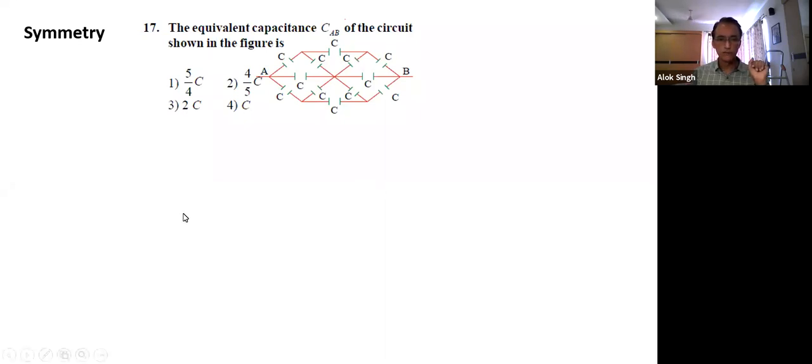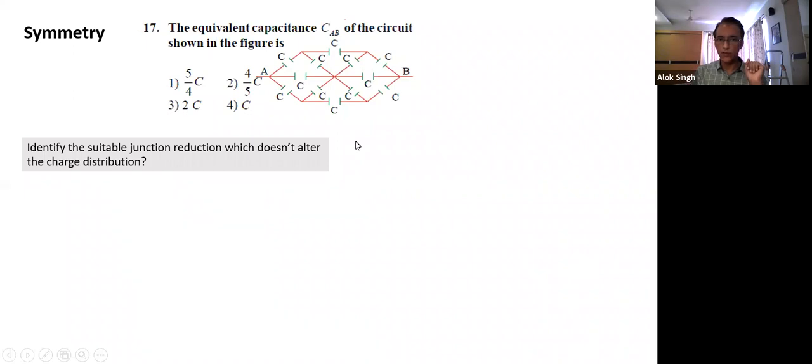Some of you can notice it. Some of you spot any such modification, similar to what we had done in previous case. That modification: yes, the junction. Identify suitable junction reduction which does not alter charge distribution. So this is the one we can remove. Notice, yes, this junction we can remove and we can have a direct connection like this.